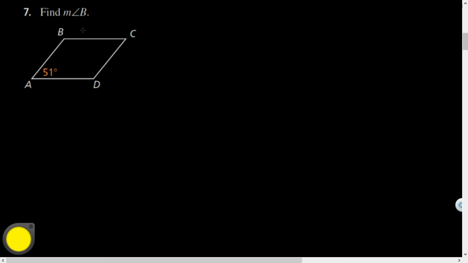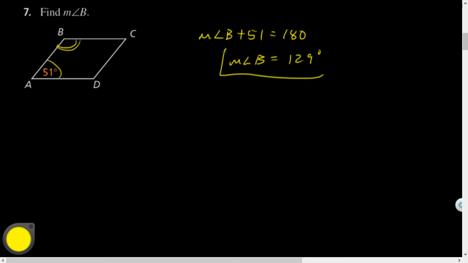What do we know? How can I do this? Yeah, consecutive angles in parallelograms are supplemental. So measure of angle B plus 51 is equal to 180. Subtract 51 from both sides. Measure of angle B is equal to 129, I believe. Nice.